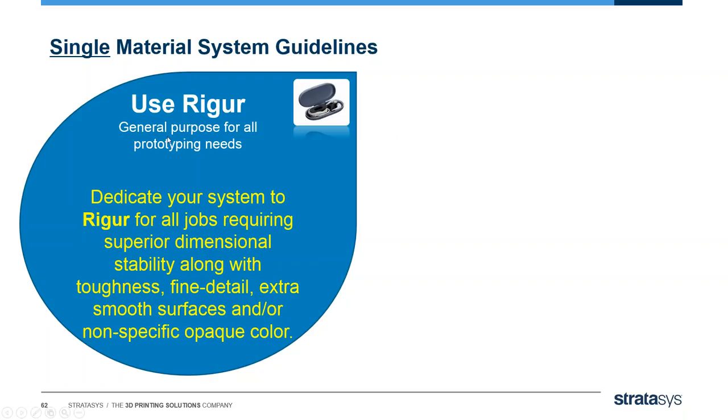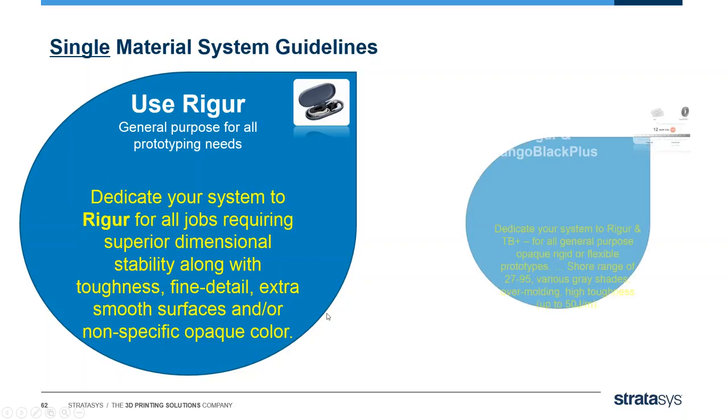It's also a general purpose material for prototyping needs. Dedicate your system to RIGO for all jobs requiring a superior dimensional stability along with toughness, fine detail, extra smooth surface, and/or a non-specific opaque cover.